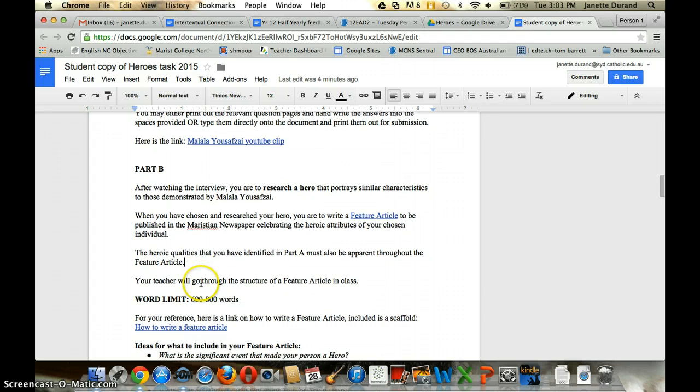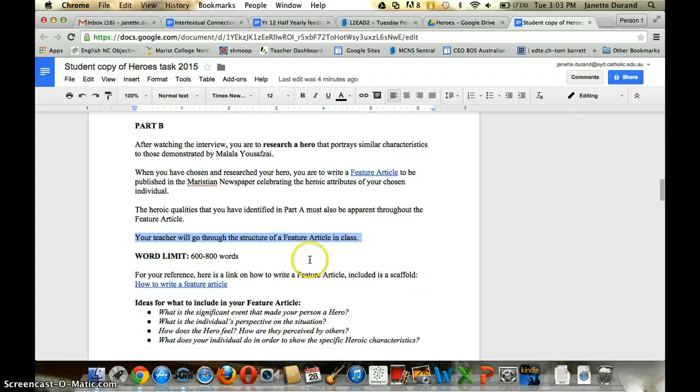Your teacher will also go through the structure of a feature article in your class, so you will have those moments to ask questions and verify. The word limit on this task is 600 to 800 words.